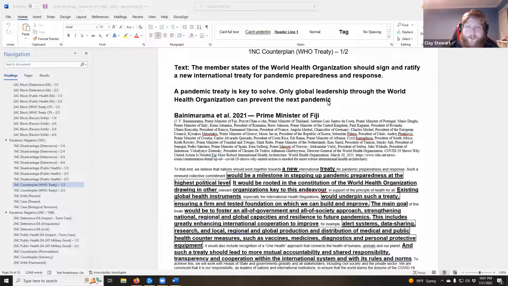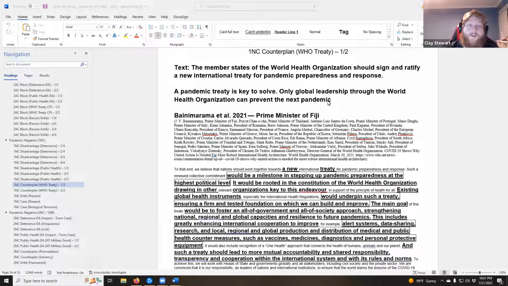We're going to continue our discussion of the pandemic affirmative by talking about the WHO treaty counterplan. So let's remind ourselves of what a counterplan is and the different parts. A counterplan is an alternative policy proposal. It says, hey, yeah, there's a problem that exists, but there's another way to solve it. And it consists of the text, the net benefit, and solvency.